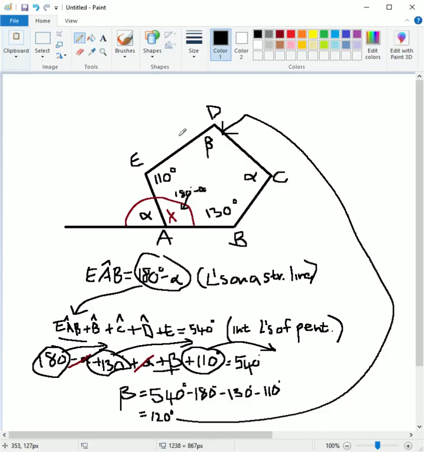Okay, just a quick recap, what did we do? We said this is a pentagon, and because it's a pentagon, the interior angles, so this angle, this angle, this angle, this angle, and this angle over here, when you add them together, you must get 540. So that's what we did. We didn't have this one over here, so we first had to say angles on a straight line in order to find that one. Once we found that one, we added all of our angles together, manipulated it, and we ended up with 120 for our beta value. Great.